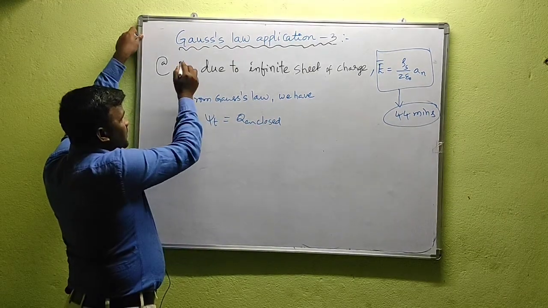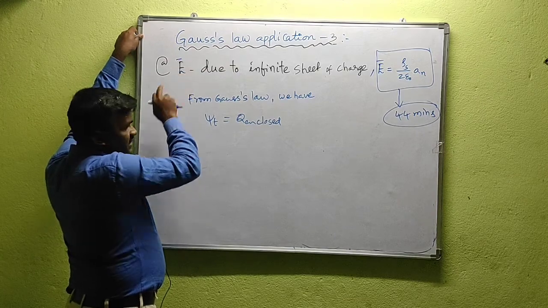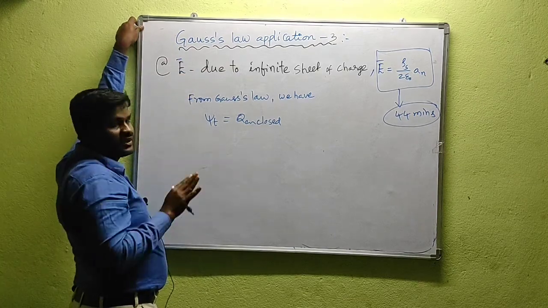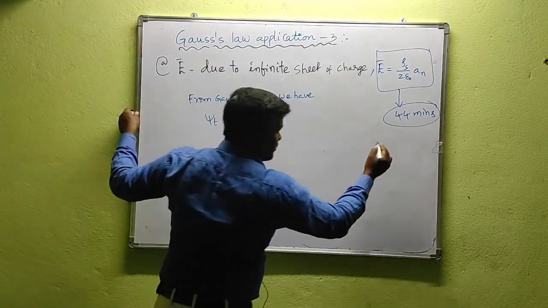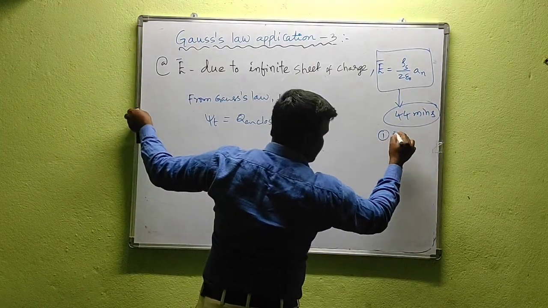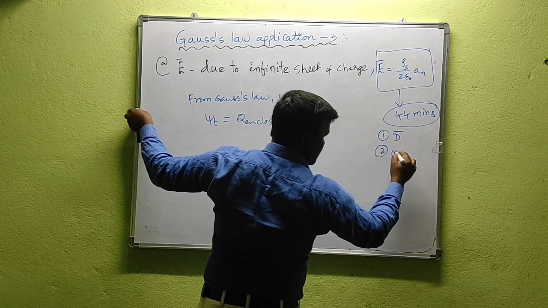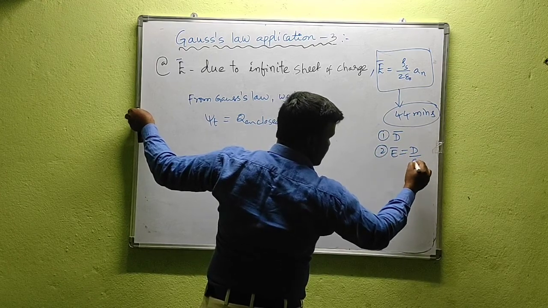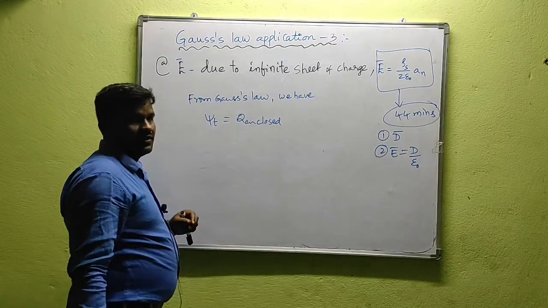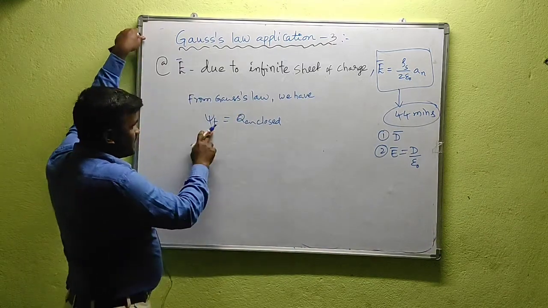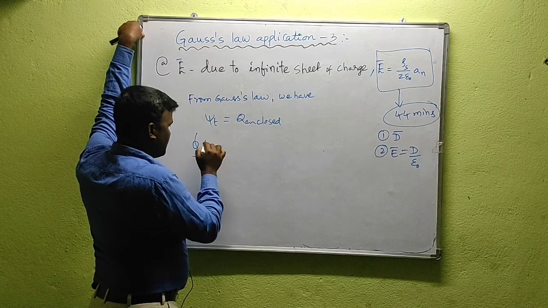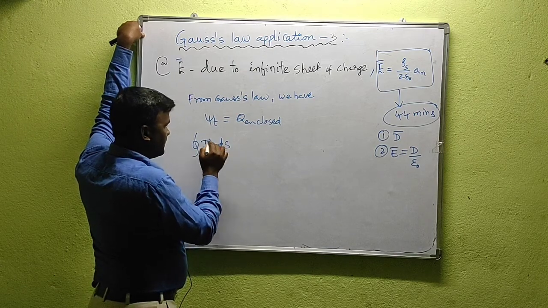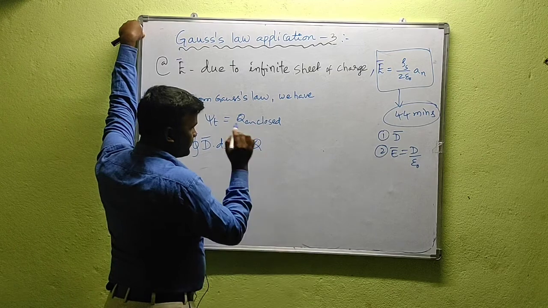In order to find this E, first you need to find D. From that D, we can find E by using the relationship between D and E. First step, you need to find D. Next, second step, find E by using D by epsilon naught. Now you need to change this Gauss law in terms of D. So psi t can be written in terms of D like this, that is, integral D dot ds equal to Q.